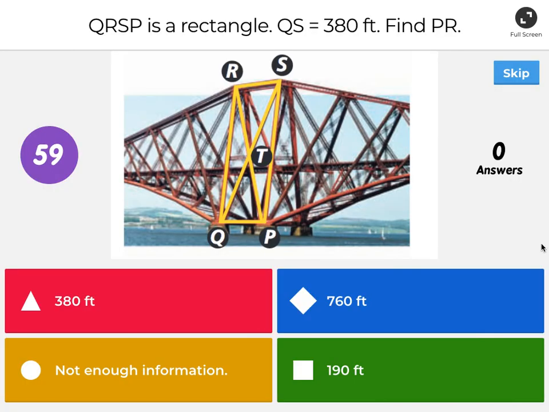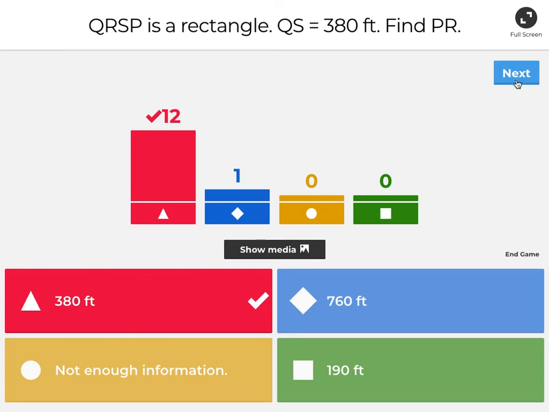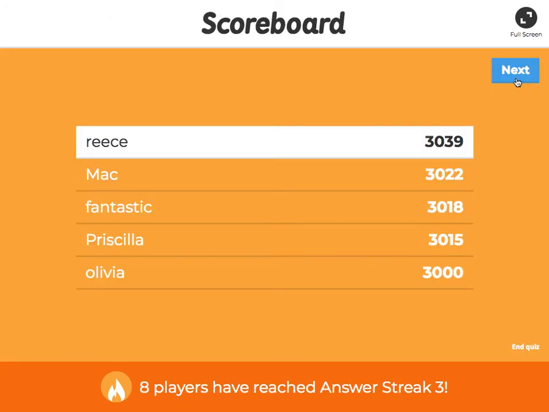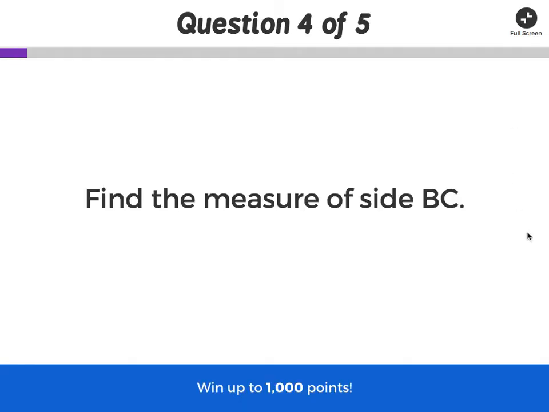QRSP is a rectangle. QS is 380. Find PR. What do I know about the diagonals of a rectangle? The diagonals of a rectangle are congruent. Therefore, if QS is 380, then PR is also 380. Very good. Reese still in the lead, right behind Mac, Priscilla, and Olivia. It is just a matter of 40 points between first and fifth place.